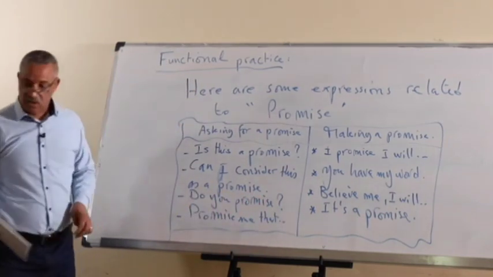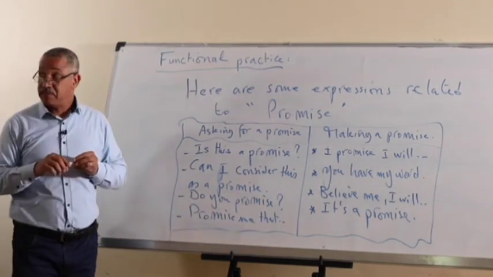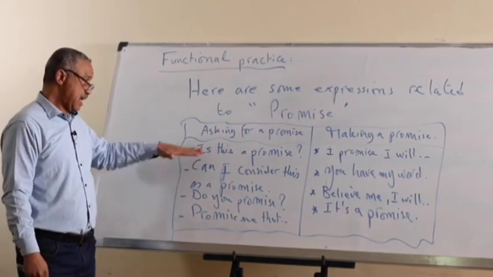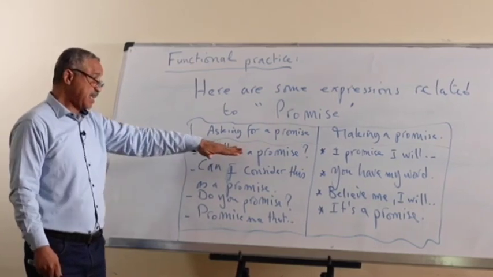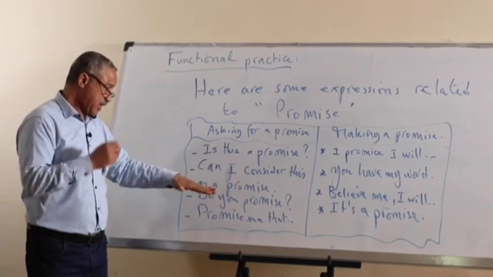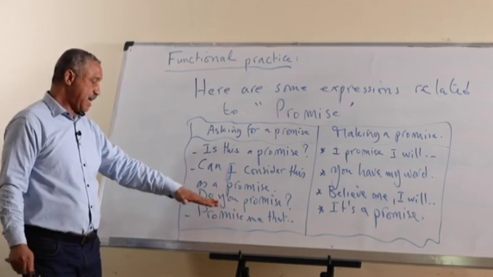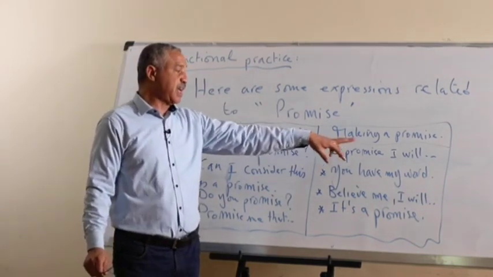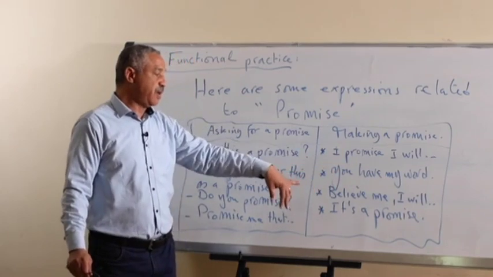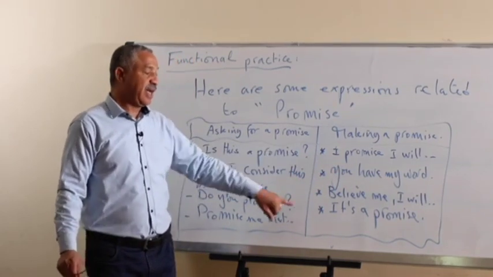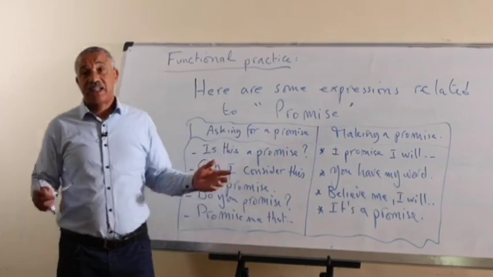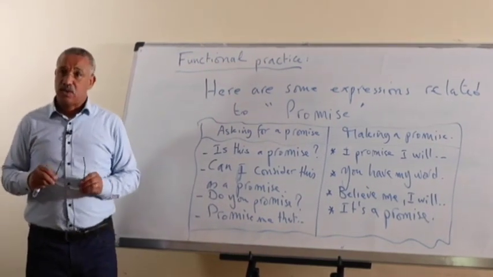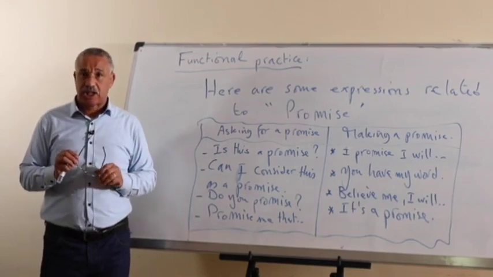This is a chart of only four. We have picked up some sentences, some expressions related to promise. Asking for a promise, you can say, "Is this a promise?" "Can I consider this as a promise?" "Do you promise?" or "Promise me that." And for making a promise, we can say, "I promise I will." "You have my word." "Believe me, I will." "It's a promise." Now let's take some of these sentences in some situations and then use some of these expressions.